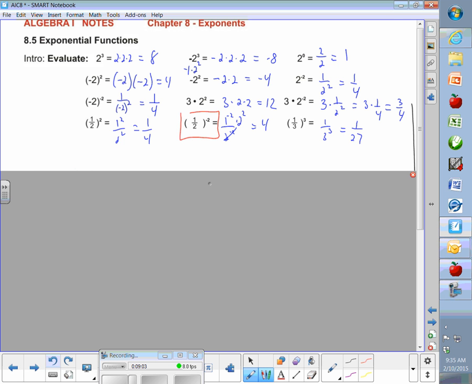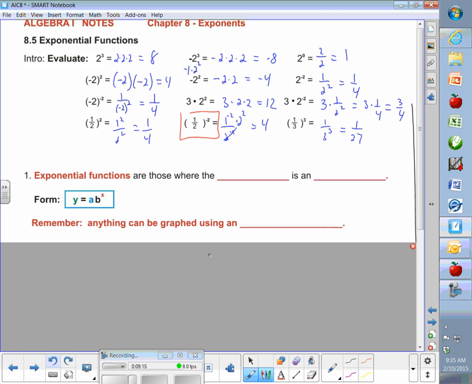So refer back to this section as you need to do the problems that we're going to get into, because we're going to graph, and you've got to be able to do those to graph. Okay, so what's next? Number 1. Exponential functions are those where the variable is an, say it if you know it. Variable is an exponent.